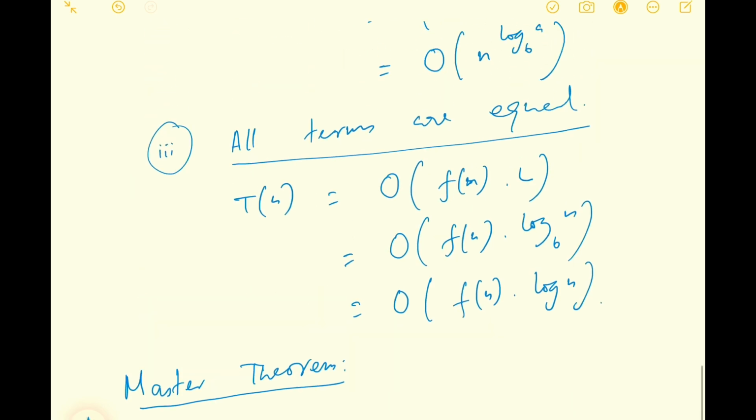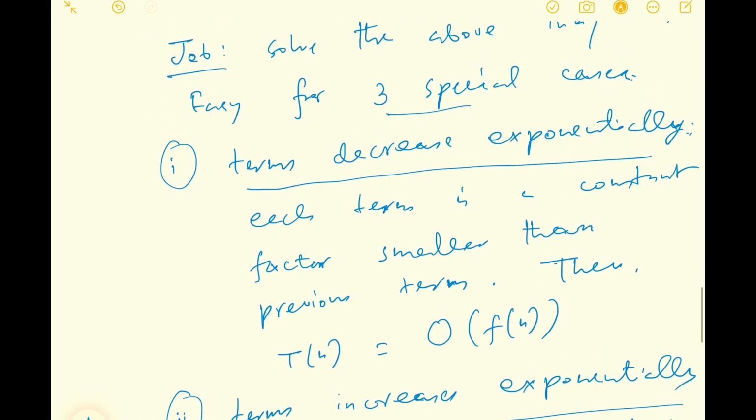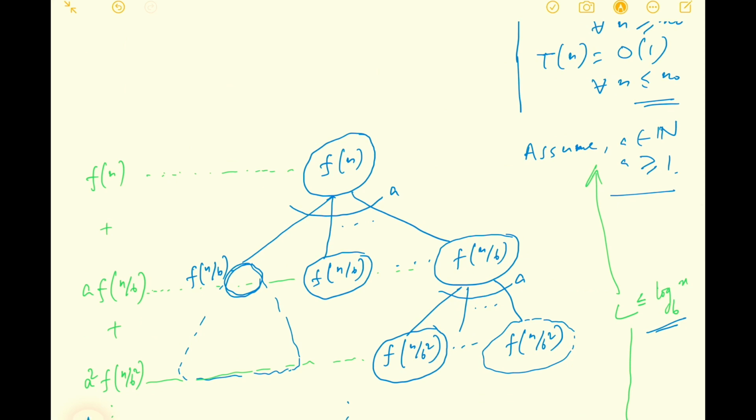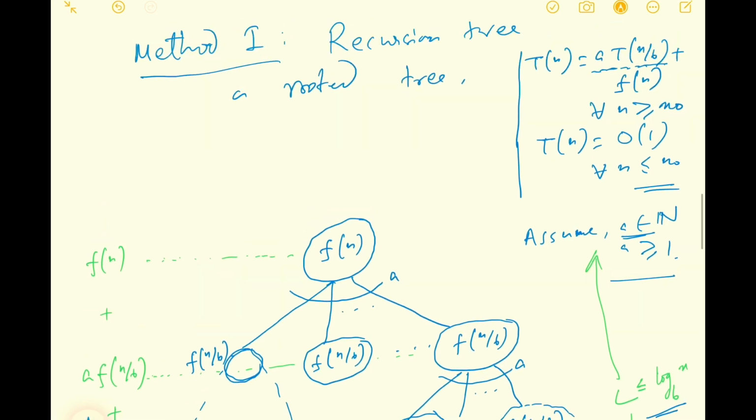But before that, let me make a comment. Here you see that while drawing a recursion tree, we assumed that a is an integer. For example, a cannot be root 2 or say 2.5, because a node can't have root 2 children. Okay, that does not make sense. But this analysis makes sense for every a greater than or equal to 1.